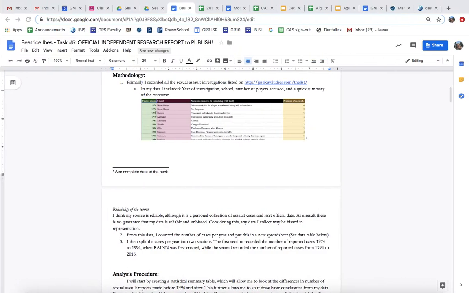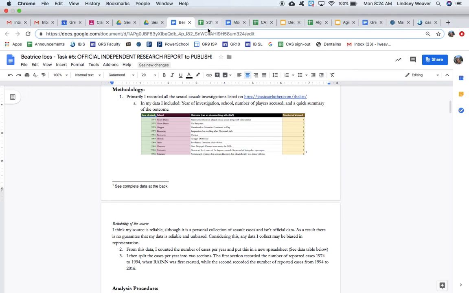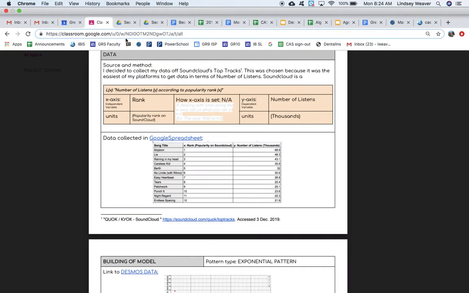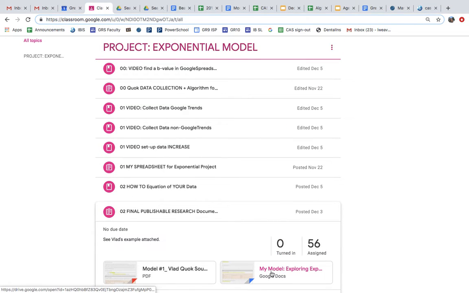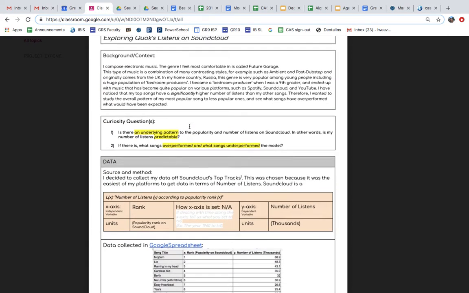Hi everyone, in this video we're going to talk about writing methodology for setting up your data. So we're in Google Classroom, we're in our own paper, which is right here, and your spreadsheet's right here, and I'm going to specifically open up Plots.